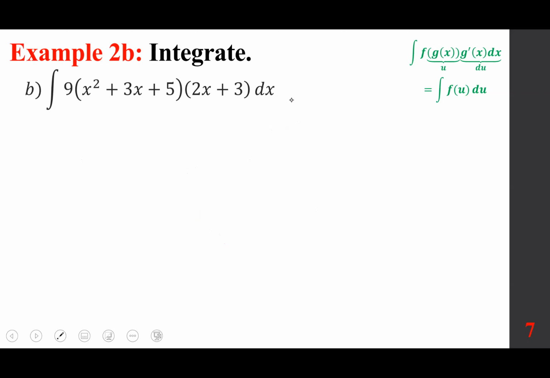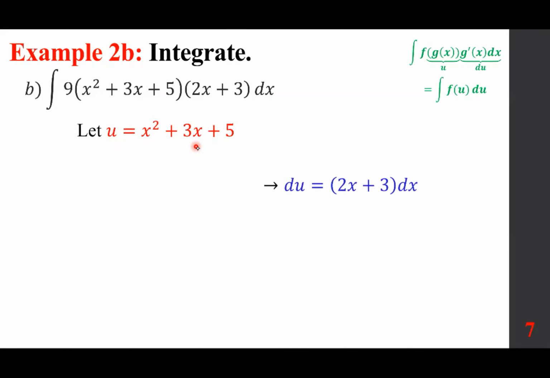Again, we are dealing with a couple of polynomials. This one is more complicated than this one. So let's choose this one as a u. Clearly, the derivative is 2x plus 3. Therefore, du becomes 2x plus 3 times dx.